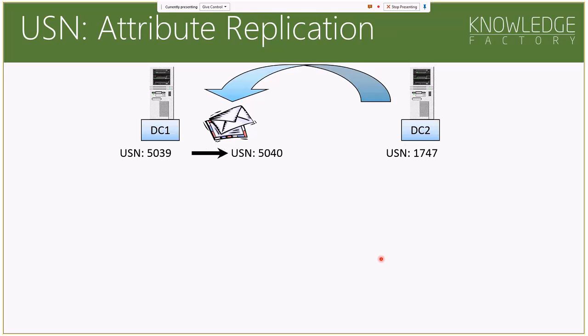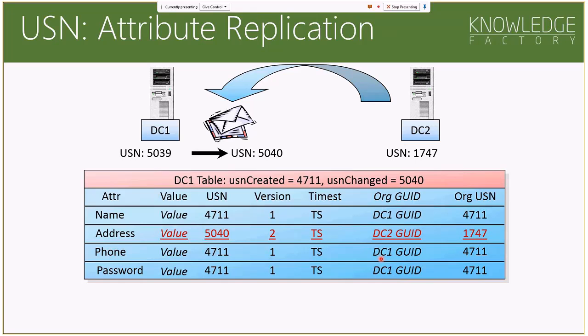So I replicate it to DC1, increase the local USN, look at the table, and the address value is increased to 5040. It's the second version on this domain controller, gets a new timestamp, and the change was on DC2, and the originating USN was 1747, which is up here. So you see USN created 4711, USN changed 5040, and that's how it actually tracks it.